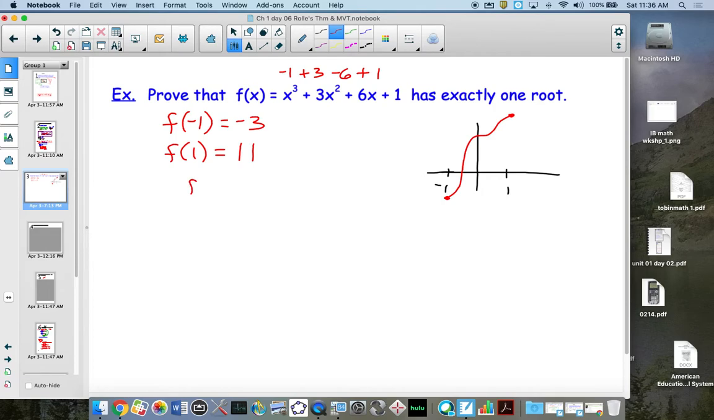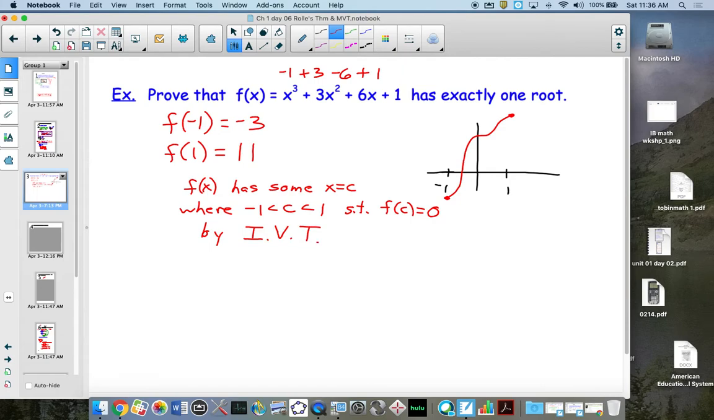So we know that f of x has some x equals c, where c is between negative 1 and 1, such that f of c equals 0. And we know that by the intermediate value theorem, which says that if a function is continuous on a closed interval a to b, it takes on all values between f of a and f of b. So somewhere it's got to cross the x-axis for this function.